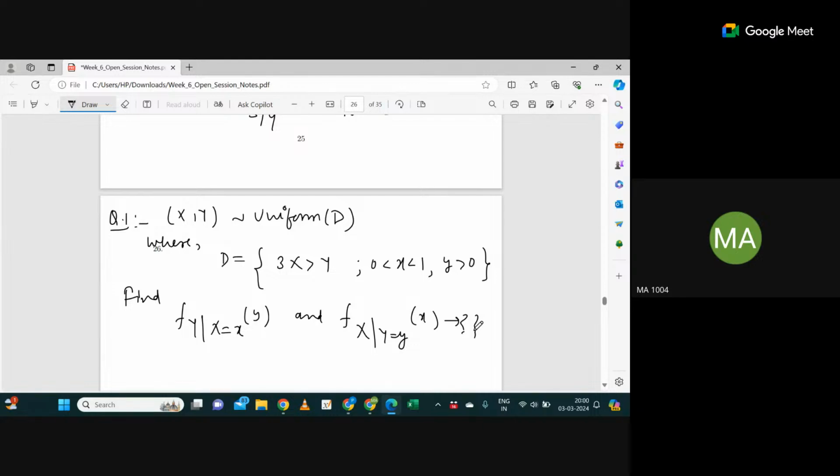This will take some long process. First of all, you have to find the area of D. Then the joint density will be 1 upon modulus of D. Then you have to calculate the marginal.